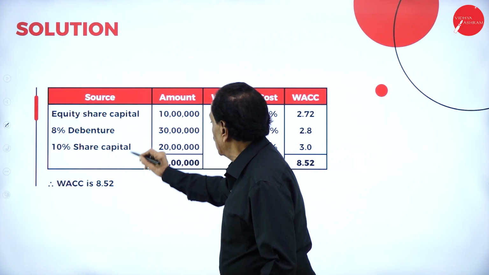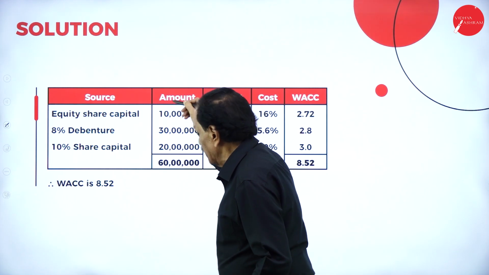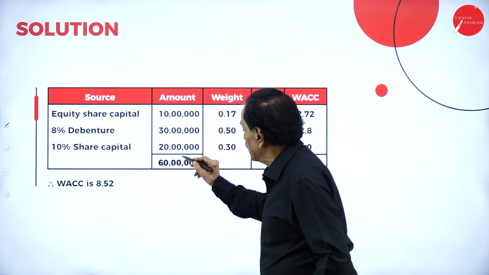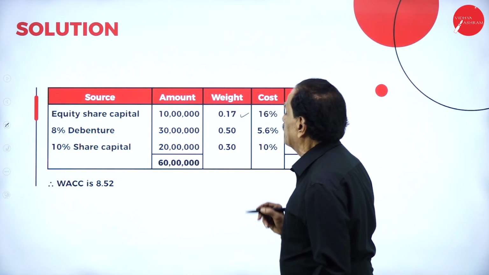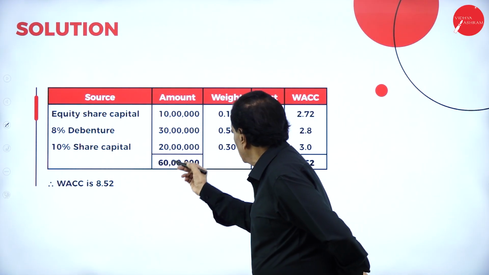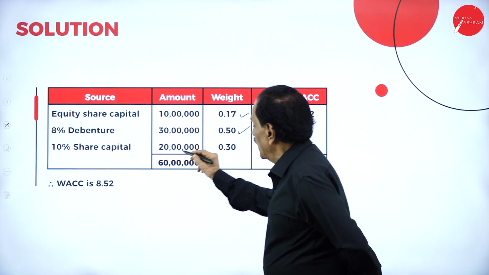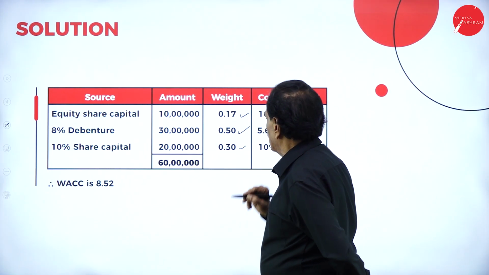Your equity share capital is given here. The total sources are 60 lakh. 10 lakh divided by 60 lakh is 0.17. 30 lakh divided by 60 lakh is 50%, that is 0.50. 20 lakh divided by 30 lakh is 0.70.